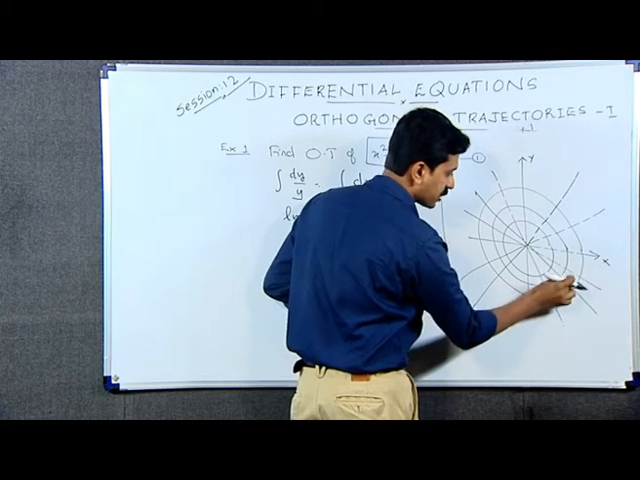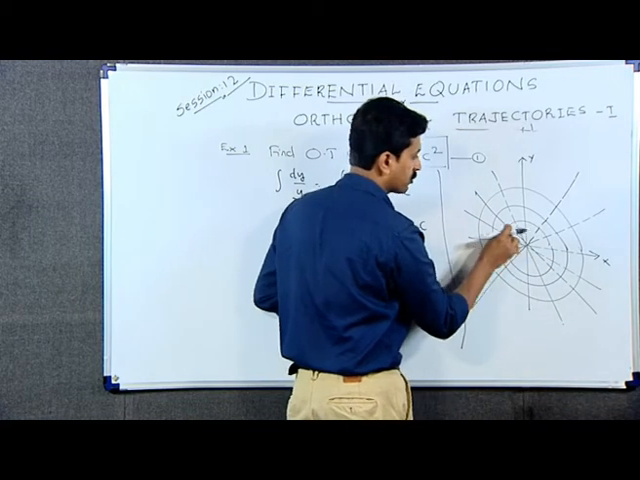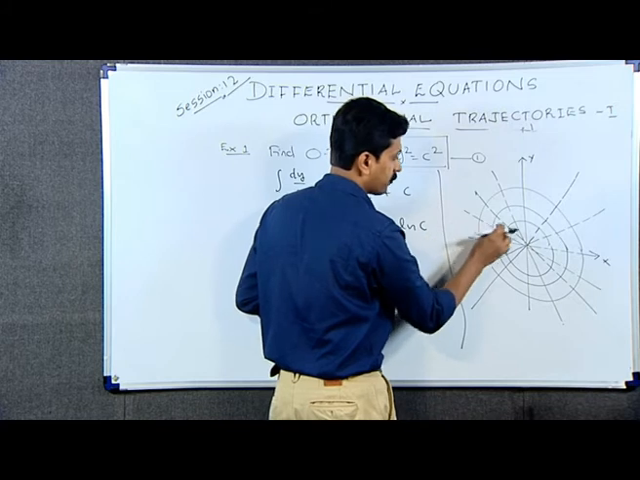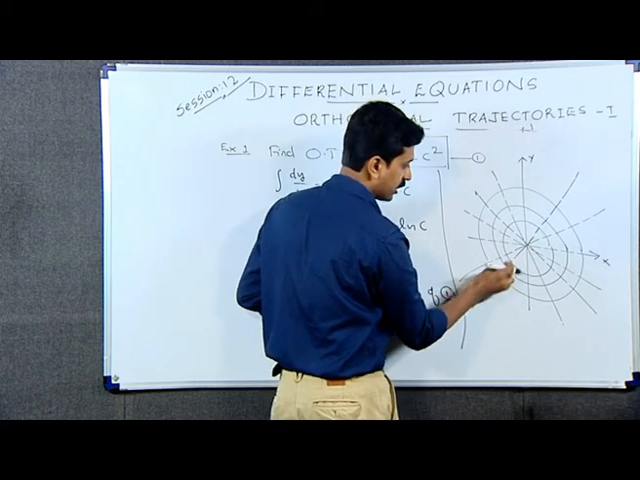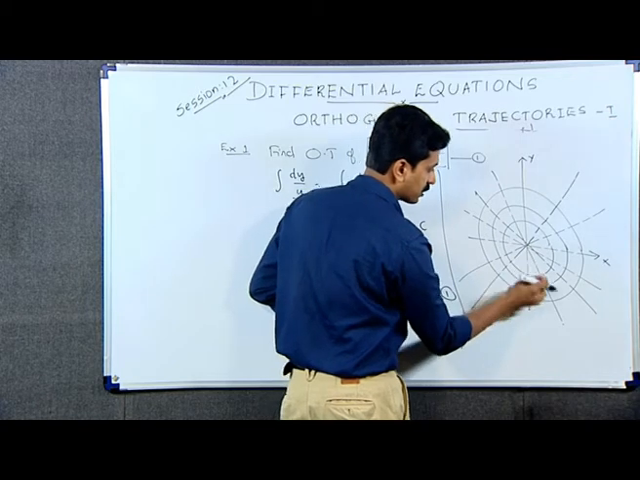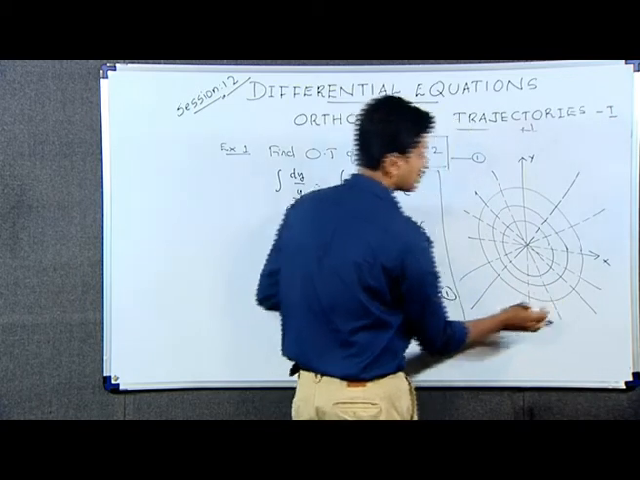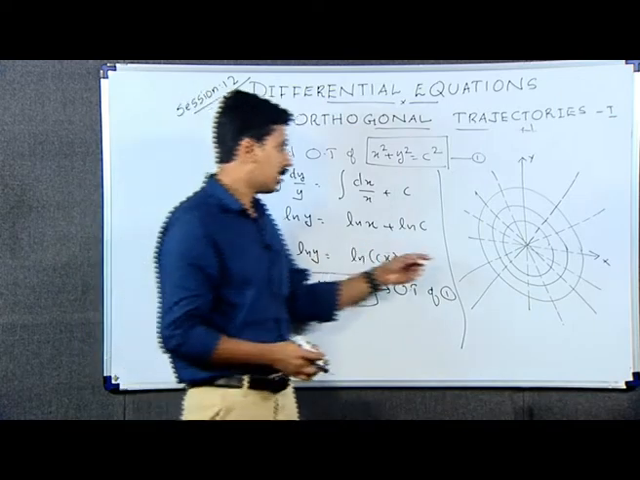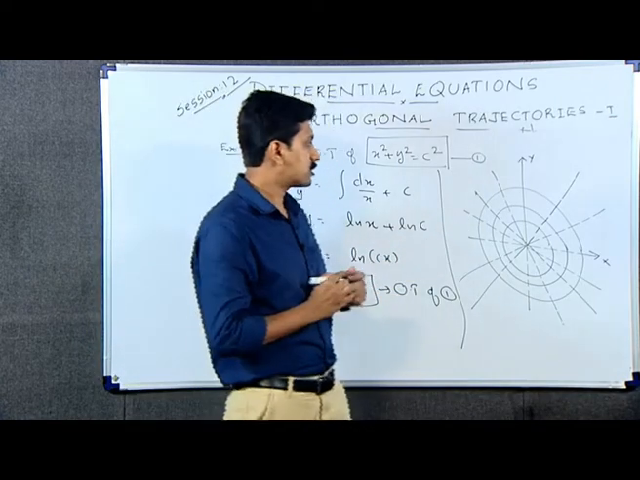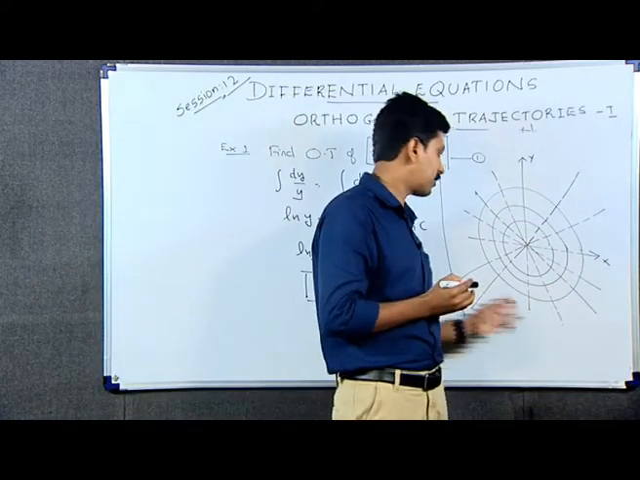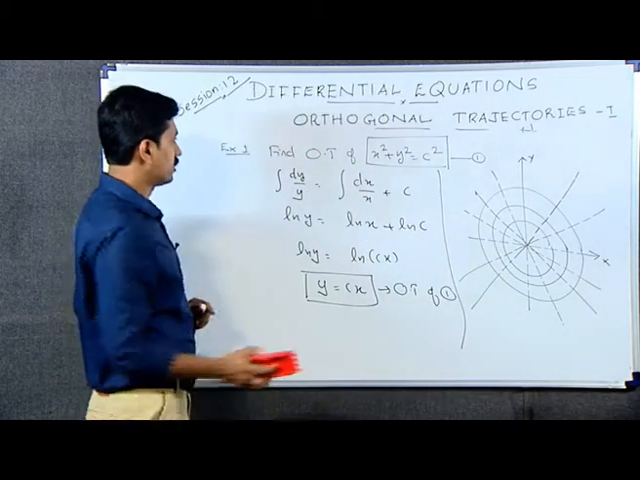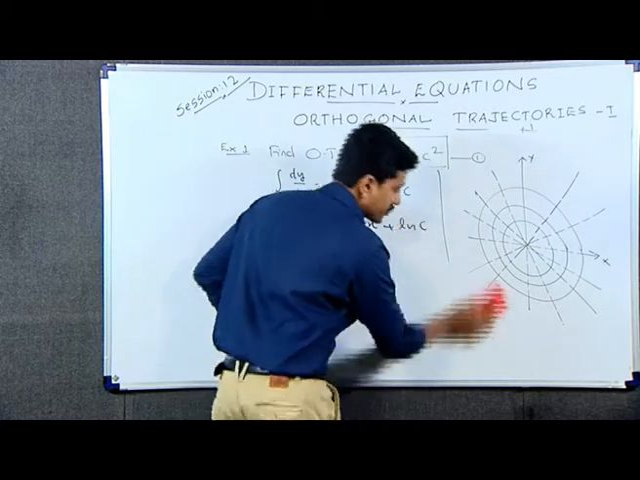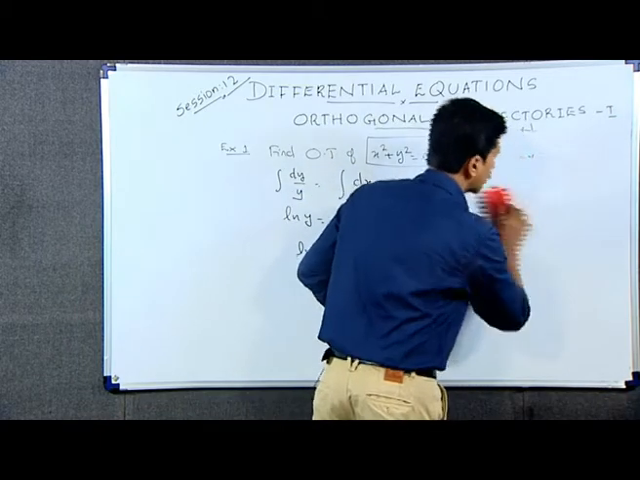Even your x axis and y axis are also orthogonal trajectories of the family of circles. These dashed lines are the orthogonal trajectories of the given family of circles. So, we can say that all the straight lines passing through the origin are the orthogonal trajectories of equation number 1. So, I will move to the next example.